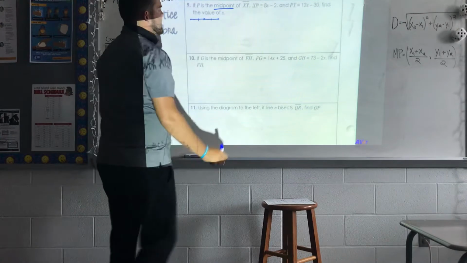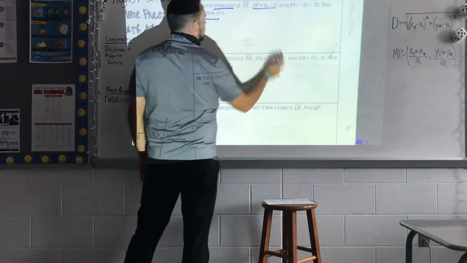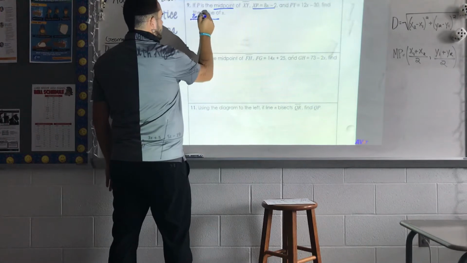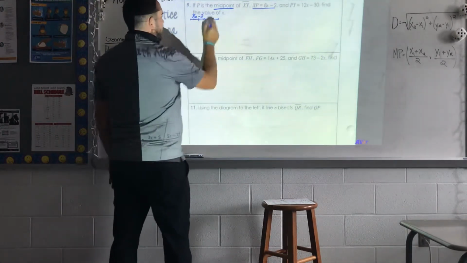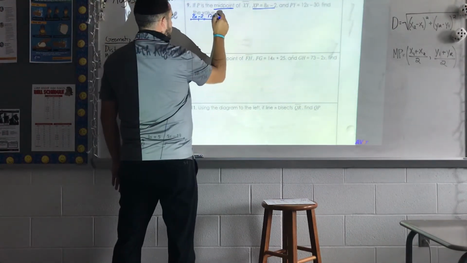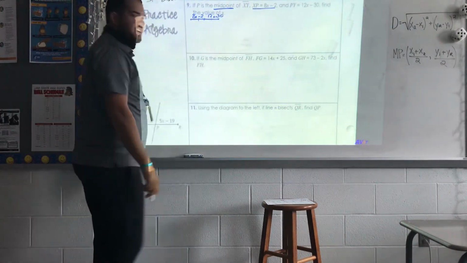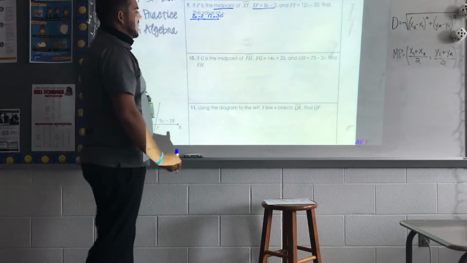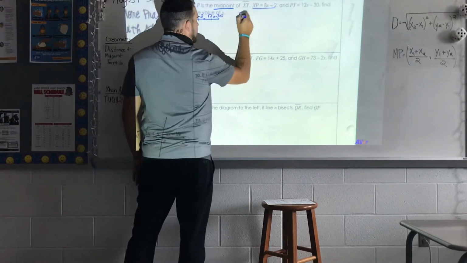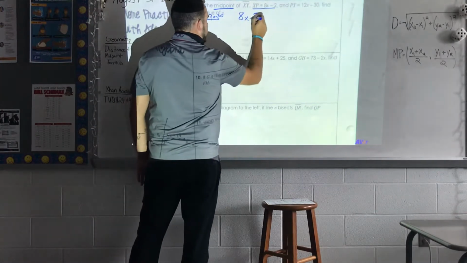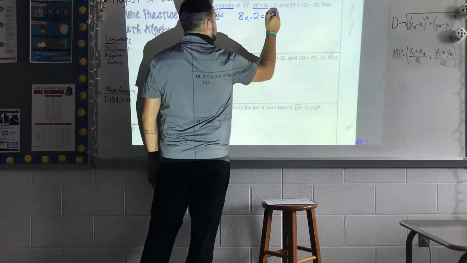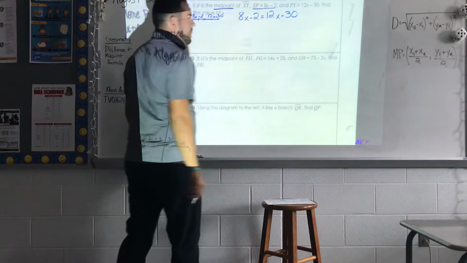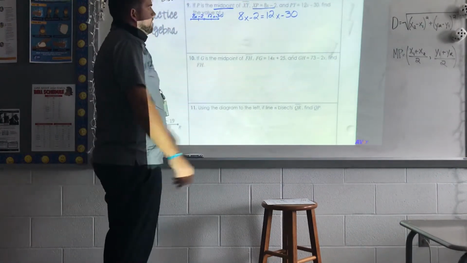So what that says is xp is 8x minus 2, and the other side is 12x minus 30. We just said that these should be equal. So in order to find x, all we have to do is set those two math problems equal to each other and solve for x.